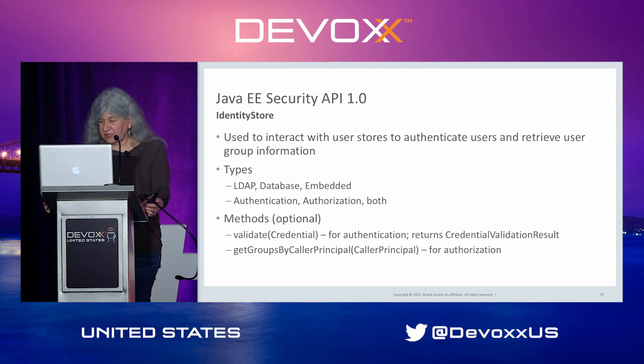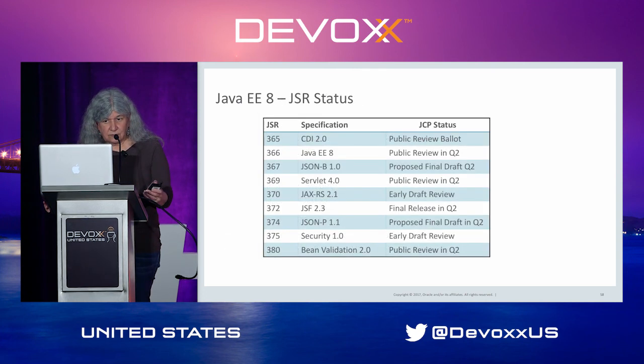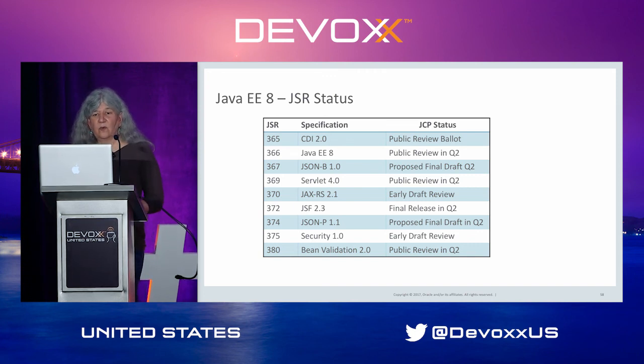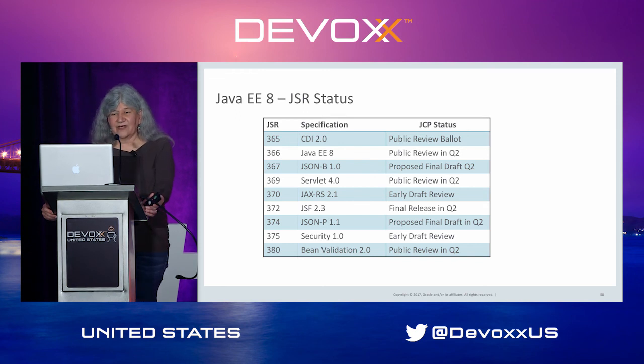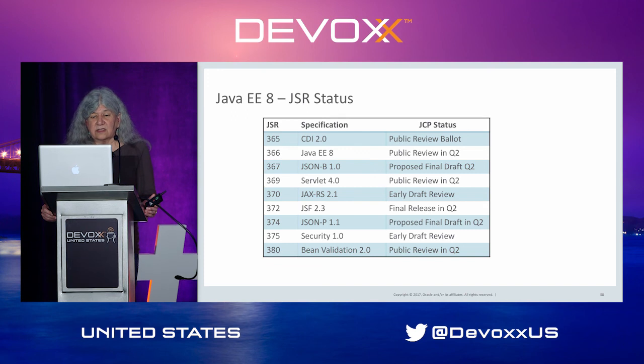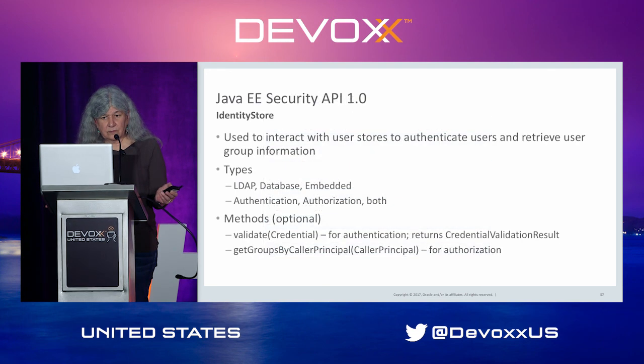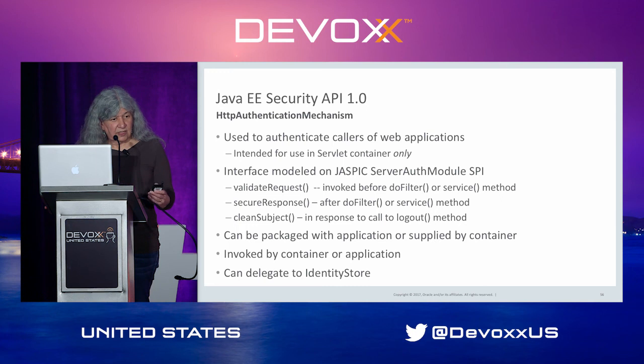Okay, I'm pretty much out of time here. So just to give you a quick overview of where we are today, CDI has just completed its public review ballot. It unanimously passed, so congratulations to the CDI expert group. Some of these APIs are further along than others. JSONB, JSONP, and JAX-RS are all at or past the proposed final draft stage. JSF is anticipating the final release shortly. And then others are somewhat less far along. Both Servlet and security have recently released early draft reviews.